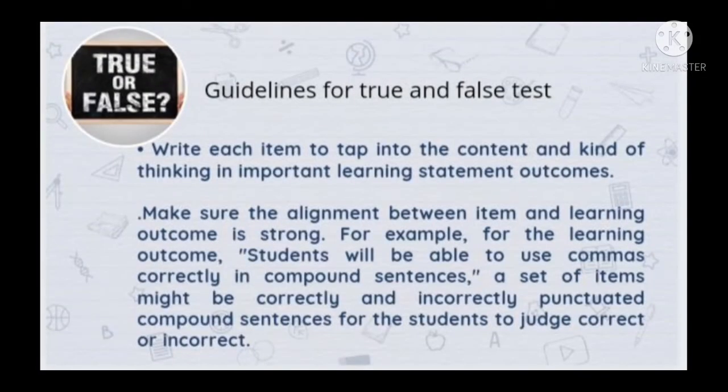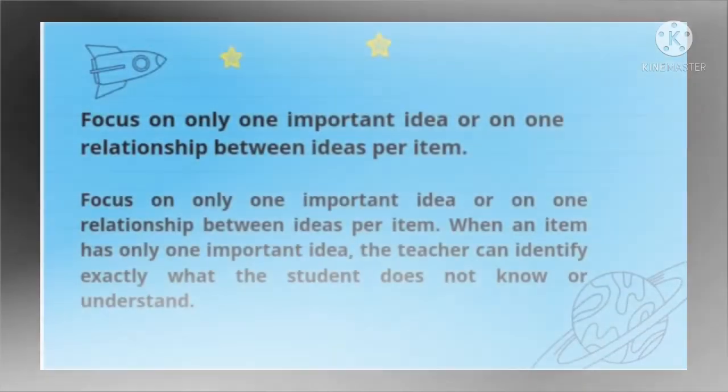Guidelines for true and false test. Write each item to tap into the content and kind of thinking in important learning outcomes. Make sure the alignment between item and learning outcome is strong. For example, for the learning outcome, students will be able to use commas correctly in compound sentences, a set of items might be correctly and incorrectly punctuated compound sentences for the students to judge correct or incorrect.